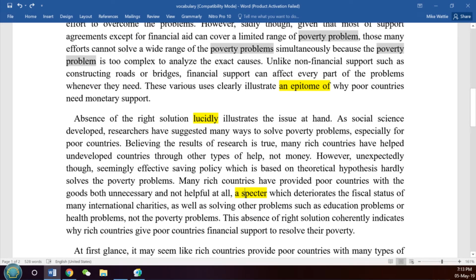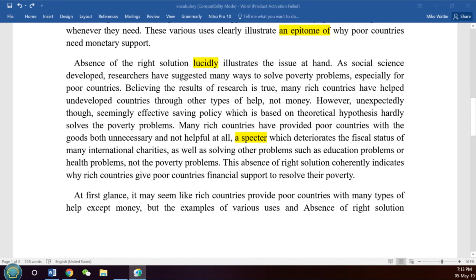A spectre in this context is kind of like a danger. Maybe this one is okay. So what have we got? Many rich countries have provided poor countries with the goods, both unnecessary and not helpful at all. It seems like saying the same thing. Not needed and not helpful, about the same at all. A spectre, a danger which deteriorates the fiscal status of many international charities.